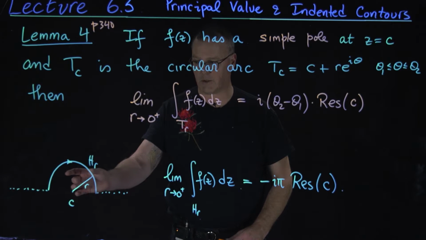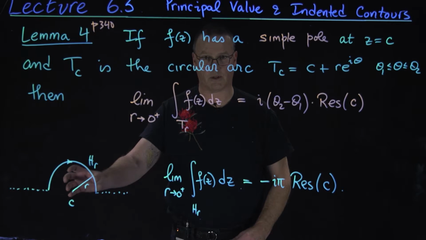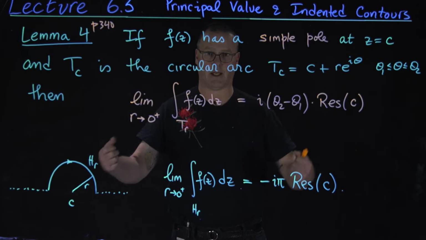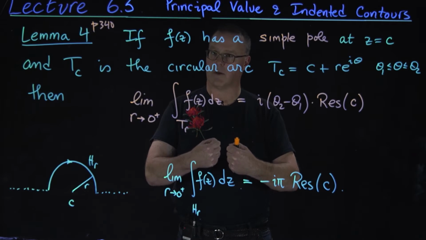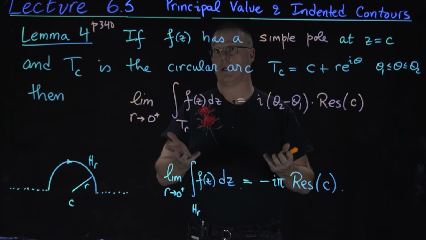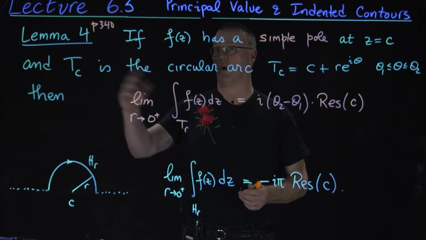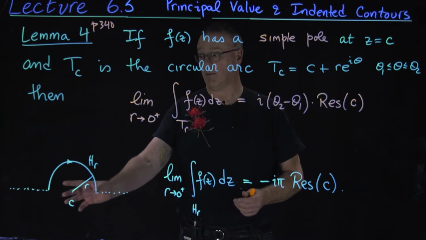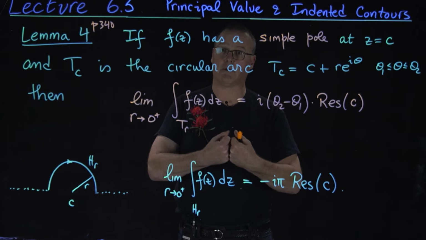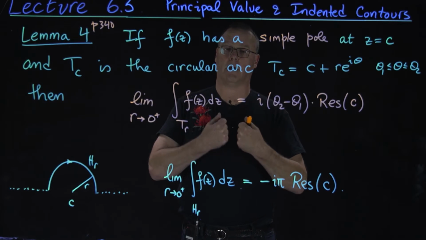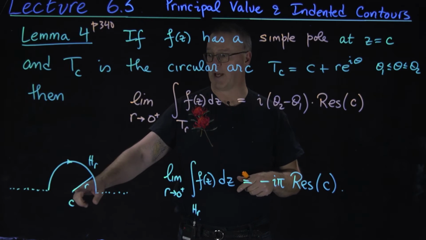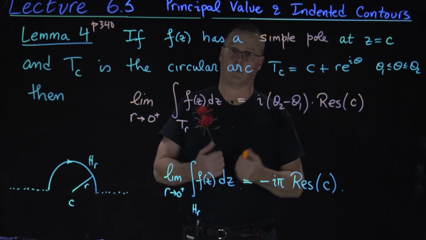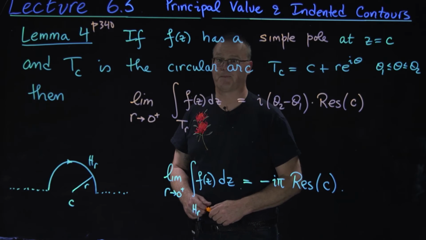So as r goes to 0, this circle is going to shrink to 0, and the distance on either side is going to shrink to 0 symmetrically. So the result that we get is going to be the principal value of whatever integral we wind up getting, because by shrinking symmetrically, we allow a singularity of the type 1 over z minus c. We allow that to actually cancel.